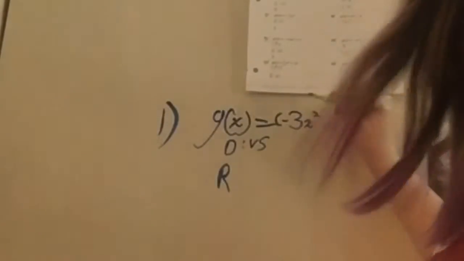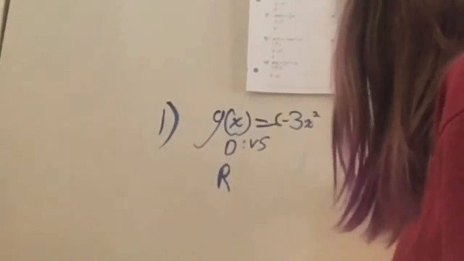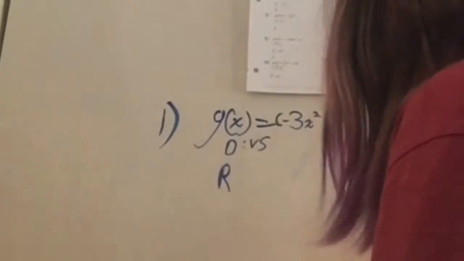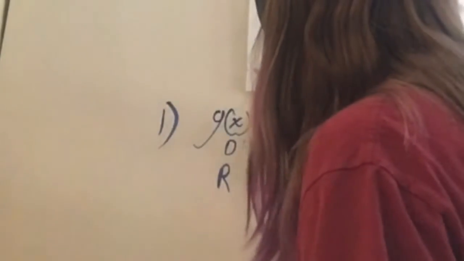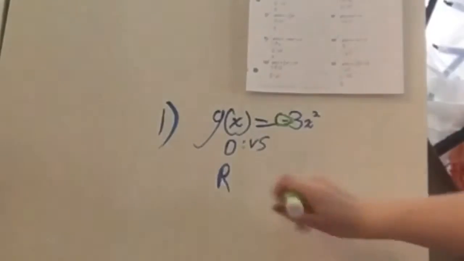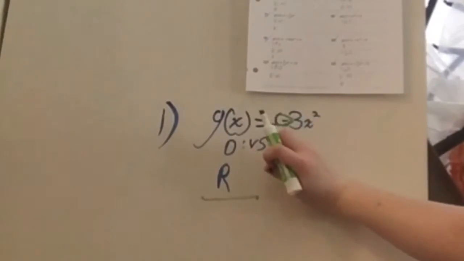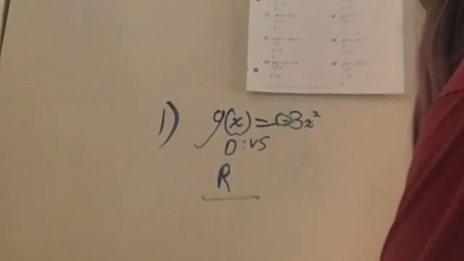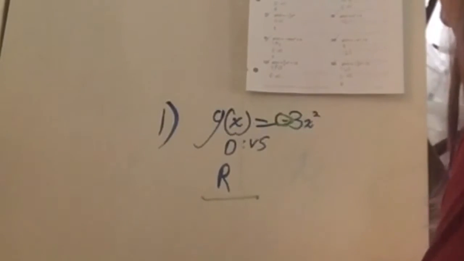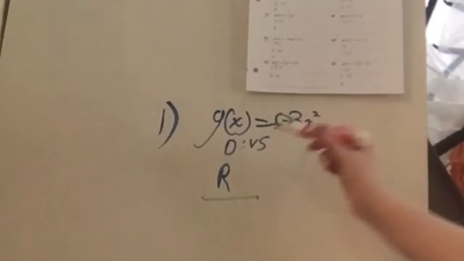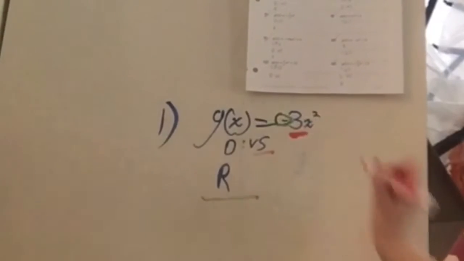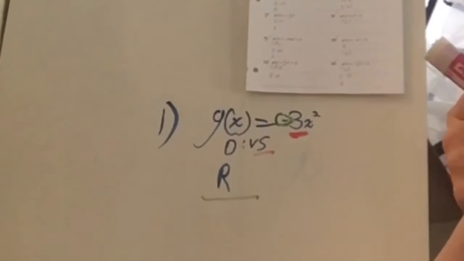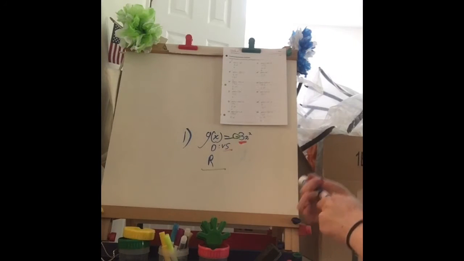Somebody messed up my markers. That's okay. It's not a great color anyway. Okay, we can see that it reflects because there's a negative sign in the A position. And we can see that it is a vertical stretch because this is a whole number. Does that make sense so far?